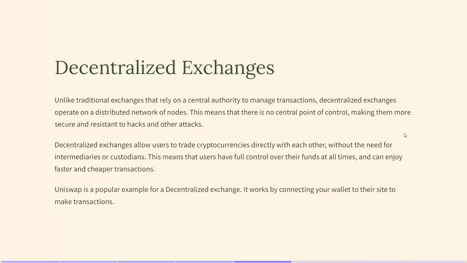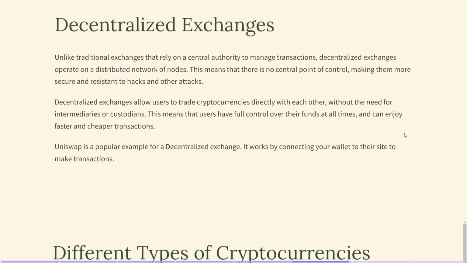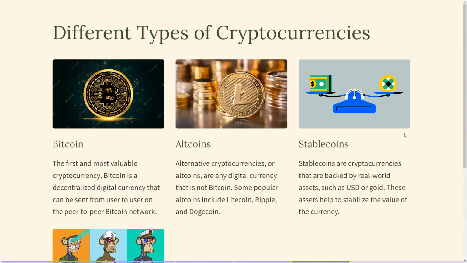So the difference between a centralized exchange and a decentralized exchange is that a decentralized exchange is more so an application to directly access the network versus a middleman who's handling the transactions. When you use a decentralized exchange, your transactions are happening directly on that blockchain versus going through a third party or middleman.